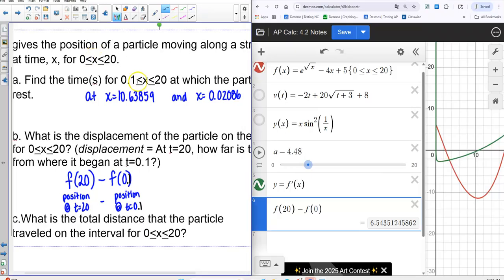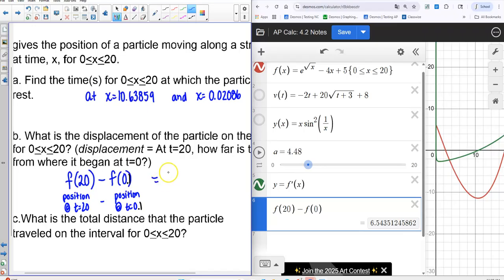I thought it was crazy that I hadn't taught that before, because we didn't have square root of 0. We can't have square root of a negative. Let's change that back. Okay, so we've got 6.544. So this tells me that I am 6.544 units to the right side, since that's positive, of wherever I started.